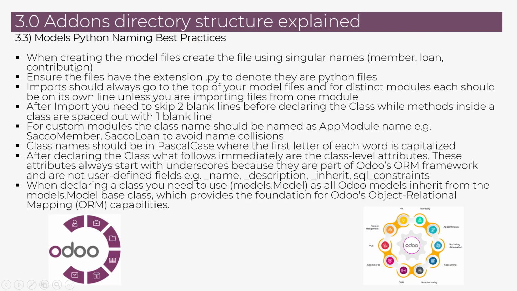Also, when you are naming the model files, which are Python files, create the file using singular names. Say, for example, maybe you have a model for a circle management system. So instead of members, you name it as member, or instead of loans, you name it as loan. Ensure the files have the extension .py to denote they are Python files. Imports should always go to the top of your model files, and distinct modules should be on their own line unless you are importing from one module.